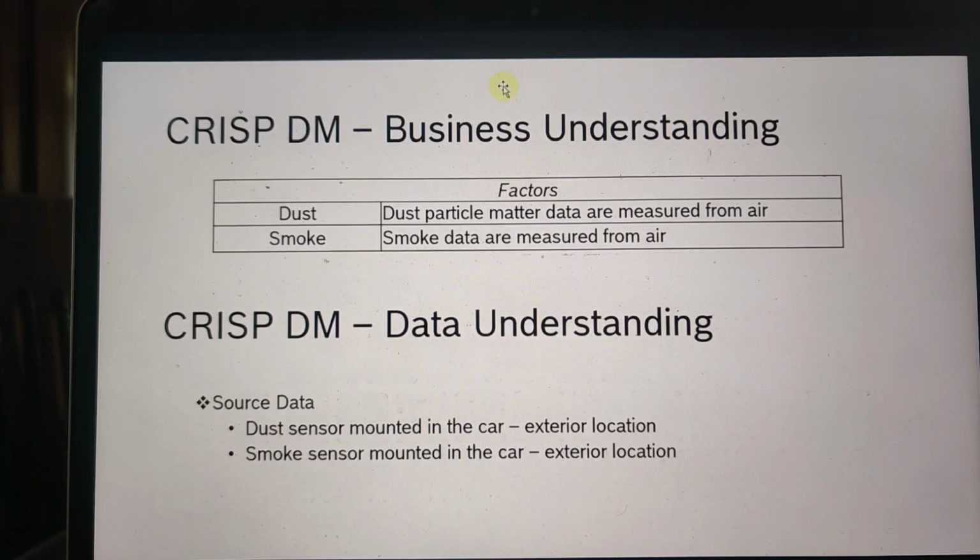The next one is the factors I'm mainly dealing with here, which are dust and smoke. The dust particles can be measured from the air, and we also have the smoke. The smoke data could be anything coming out of a car, or the burning of any environmental particles, like paper, which creates smoke. These things will be measured as factors. In the data understanding from the CRISP-DM process, the source data comes from sensors: one is a dust sensor and the second is a smoke sensor. Both will be mounted in an exterior location on the car, in a favorable location where we can grab the maximum input.